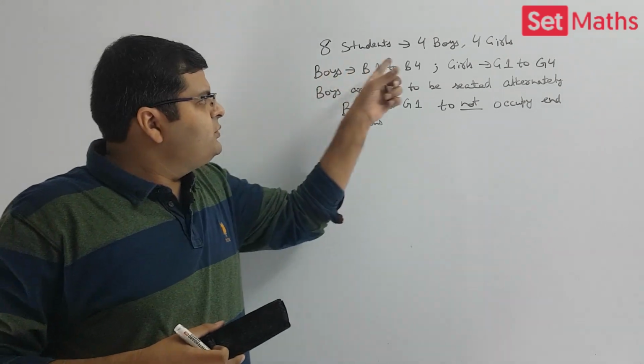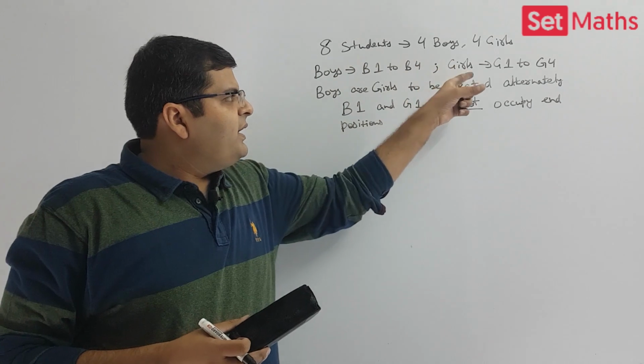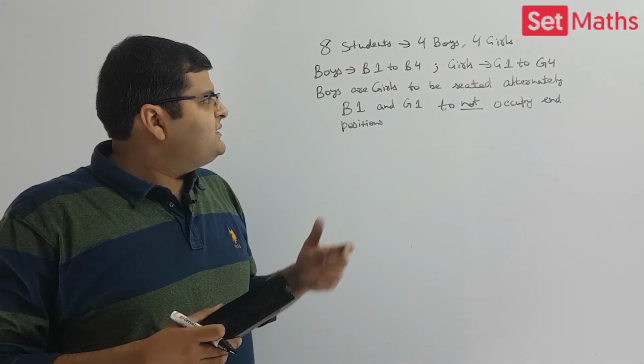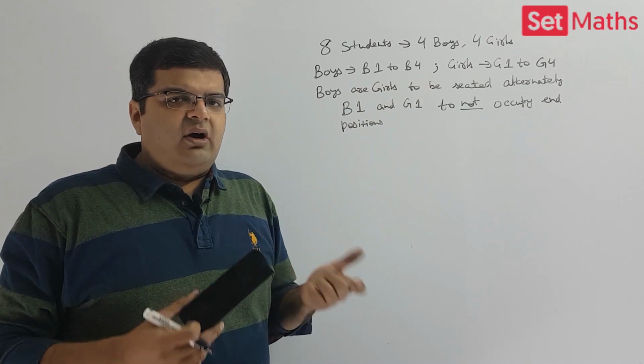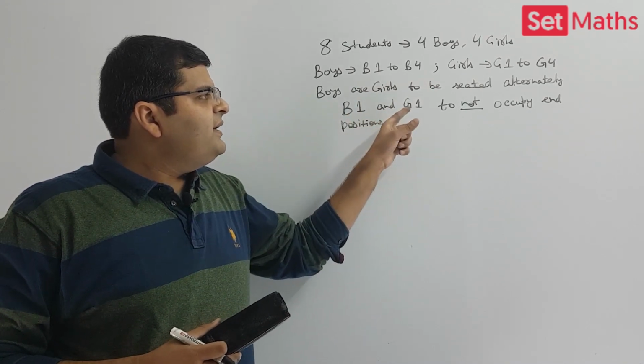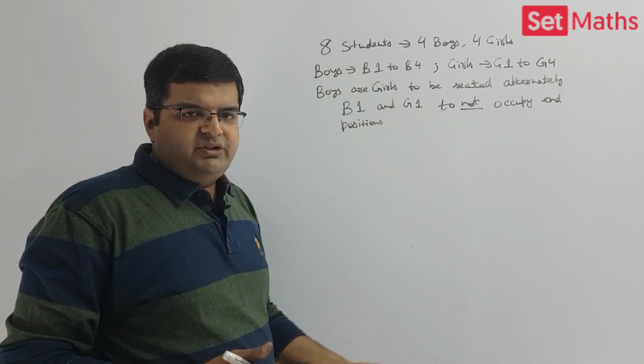Okay, so there are 8 students, 4 boys and 4 girls. Boys are B1 to B4 and girls are G1 to G4. We have to seat them on 8 chairs such that boys and girls sit alternately. Also, one more condition is given: B1 and G1 will not occupy the end positions or the extreme positions.